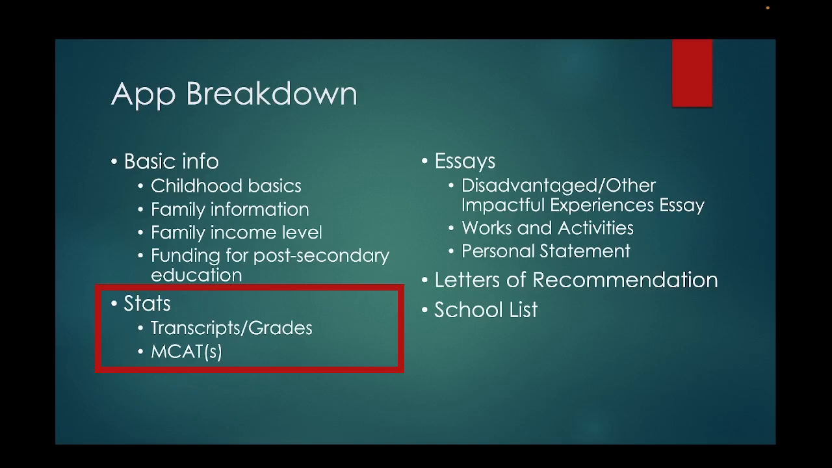It also consists of your stats. So things like your transcripts or your grades, as well as your MCAT scores. The third major component are your essays. So this will consist of your works and activities, your personal statement, and if applicable, the disadvantaged, now called the other impactful experiences essay. The fourth component are the letters of recommendation, and the fifth component is your school list.